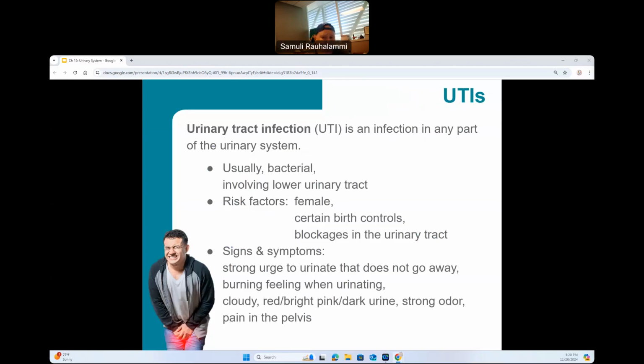Some of the risk factors include being born female, using certain birth controls like diaphragms and spermicide, and if one has blockages in the urinary tract.